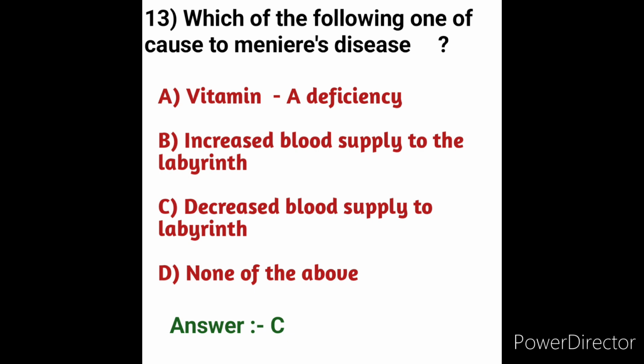Meniere's disease is a balance disorder caused by an abnormality in the part of the inner ear called the labyrinth. Decreased blood supply to the labyrinth is a cause of prolonged vertigo and hearing loss. Meniere's disease is mainly characterized by dysfunction of inner ear blood flow. So here option C is the correct answer. Decreased blood supply to the labyrinth is one of the causes of Meniere's disease. Next we move on to question number 14.